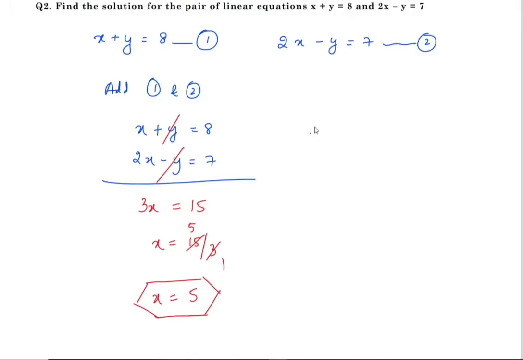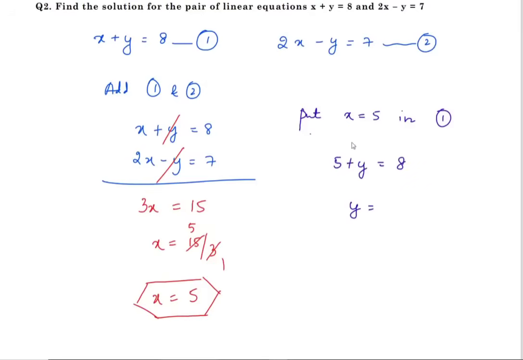Now what you need to do? You need to substitute the x value in either equation 1 or equation 2. What I'll do, I'll put it in equation 1. Put x value, that is x equals 5, in equation 1. What we get? 5 plus y equals 8.